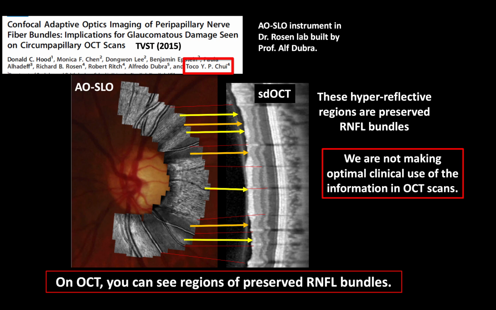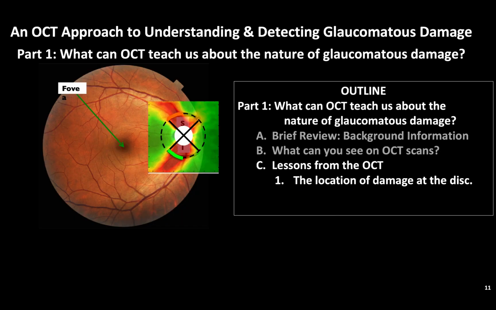The message here is most clinicians, by not looking at these images, the result is that we are not making optimal clinical use of the information in the OCT. All right, finally, what are the lessons one can learn from the OCT? First, let's talk about where the damage is occurring around the disc.